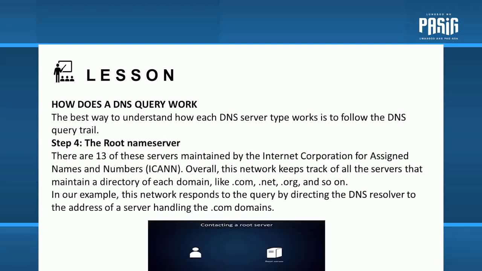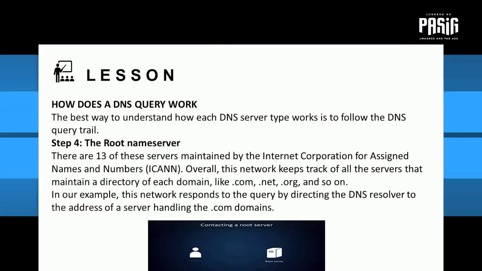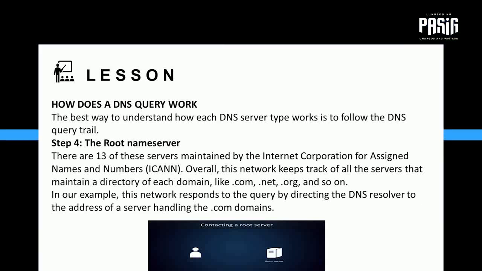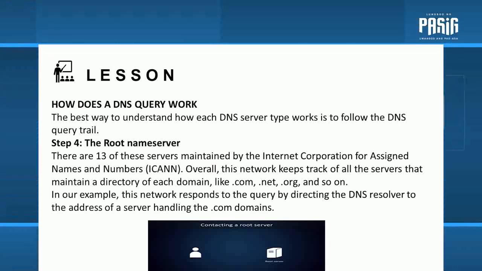Step 4. The root name server. There are 13 of these servers maintained by the Internet Corporation for Assigned Names and Numbers. Overall, this network keeps track of all the servers that maintain a directory of each domain, like .com, .net, .org, and so on. In our example, this network responds to the query by directing the DNS resolver to the address of a server handling the .com domains.